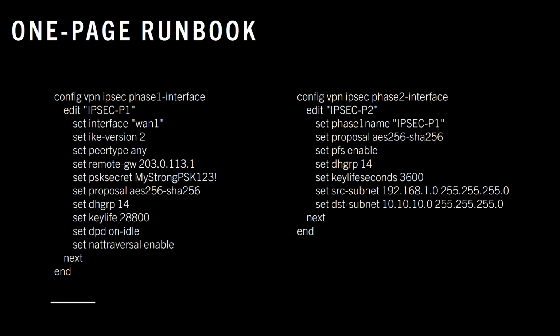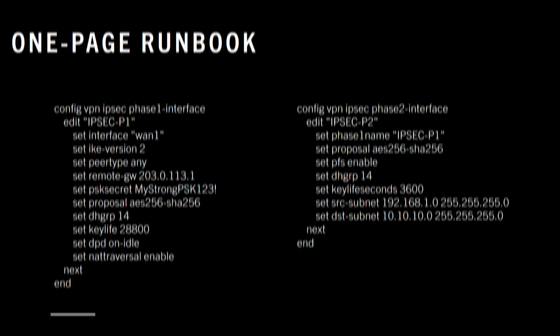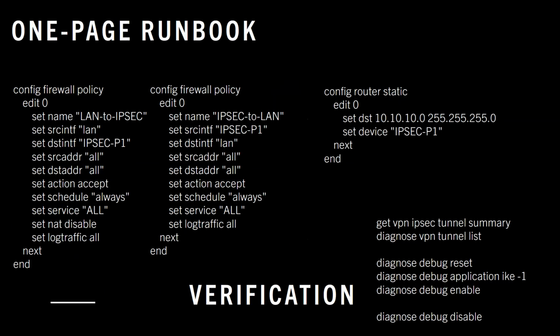Here's a one-page runbook for quick reference. It includes the full Phase 1 and Phase 2 configuration commands to establish your VPN tunnel efficiently. Now the policies and routing. For verification, use commands such as get vpn ipsec tunnel summary, diagnose vpn tunnel list, and debug commands. Also, review your static route and firewall policies to confirm the VPN is functioning as expected.